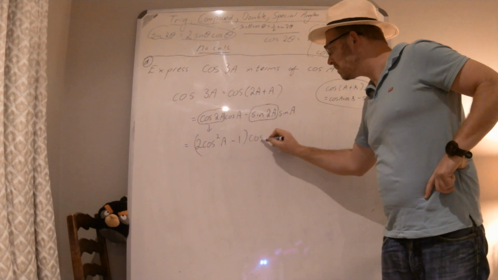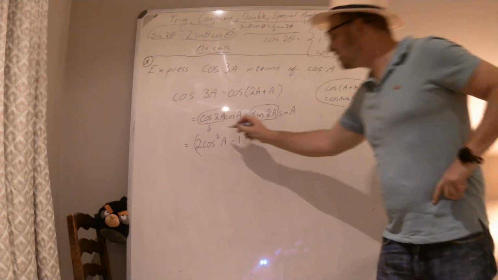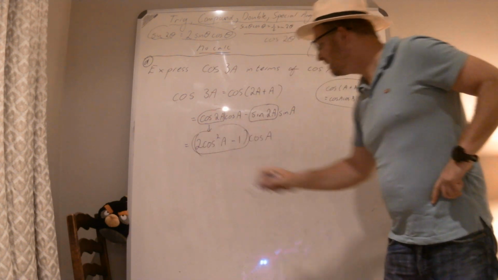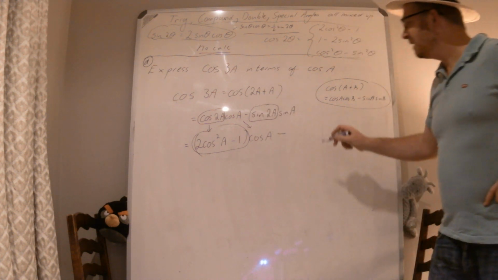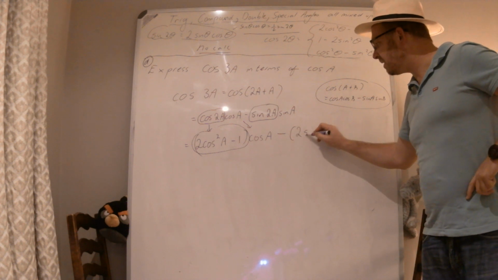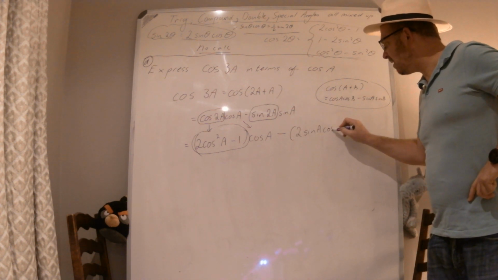Times cos a. So I've just changed cos 2a into that, and there's that cos a. And I've got the minus sign, and sin 2a is 2 sin a cos a.